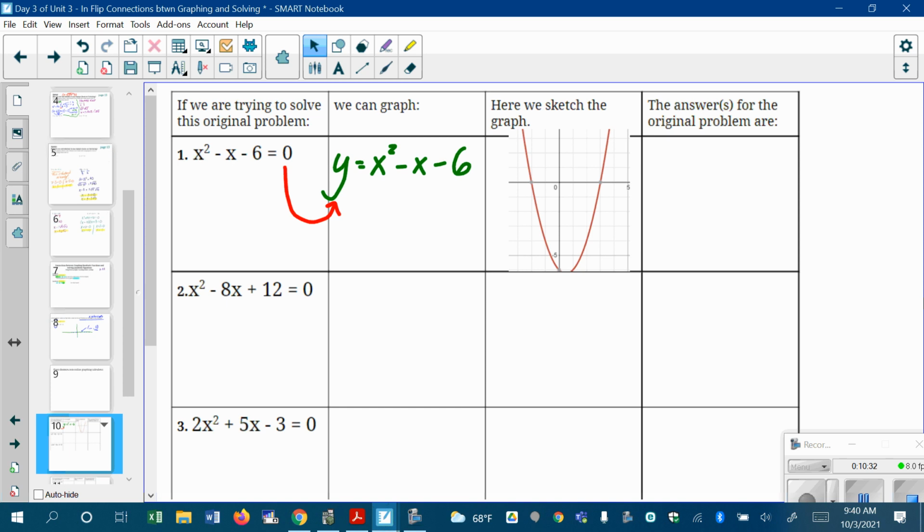Okay, so if I'm looking at this equation, the way that we did with the warm-up, I would say, well, you know, I know this factors.